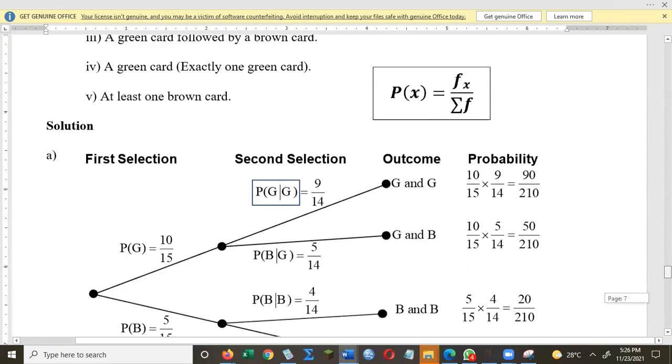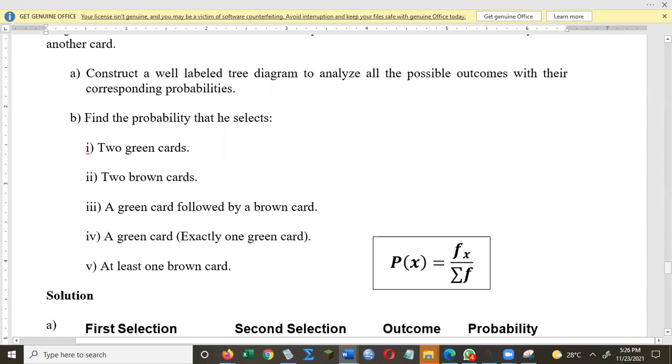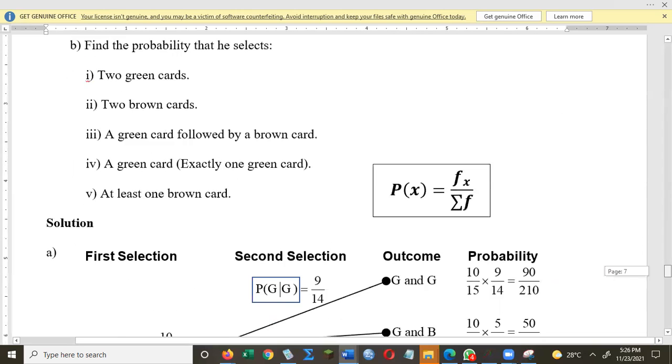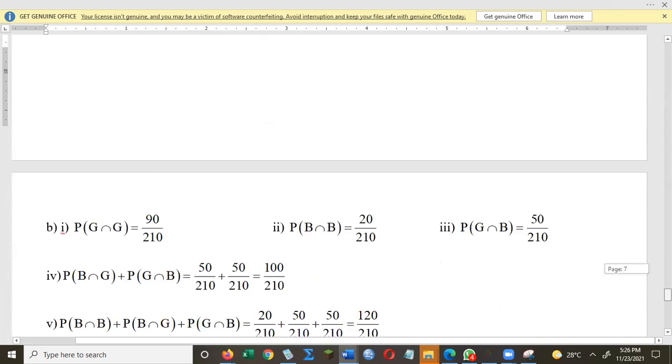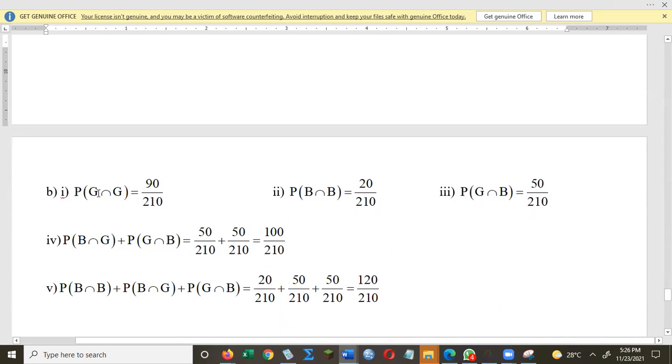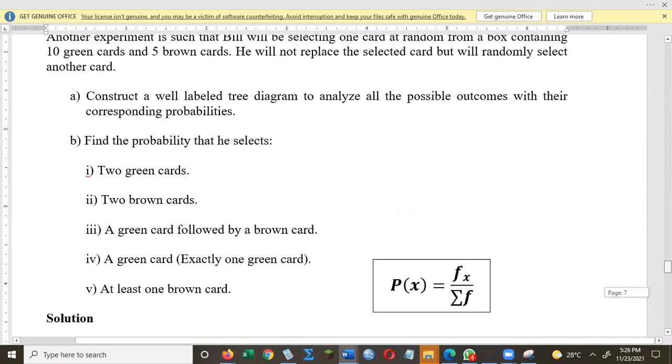Okay, so you see it's words and symbols. You see the words, 2 green cards. That's words. And look at the symbol for 2 green cards. There it is: green and green, or green intersect green. You see it? Just by looking at this, you can see 2 green cards.